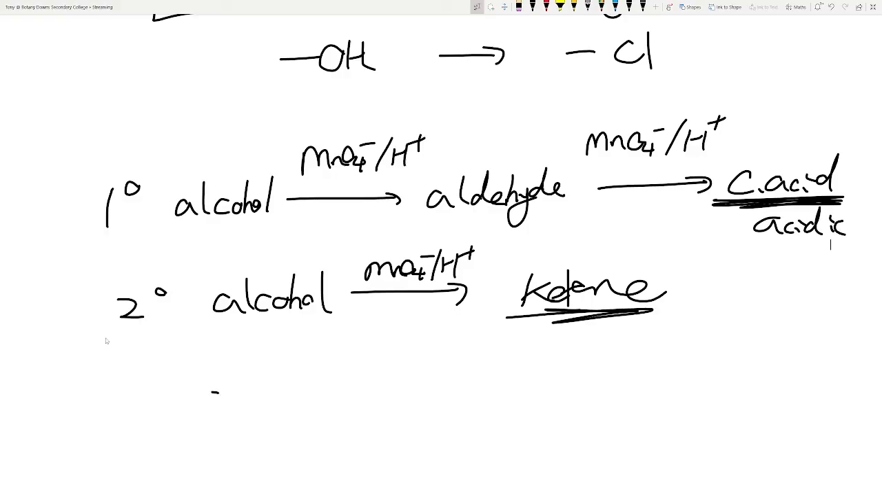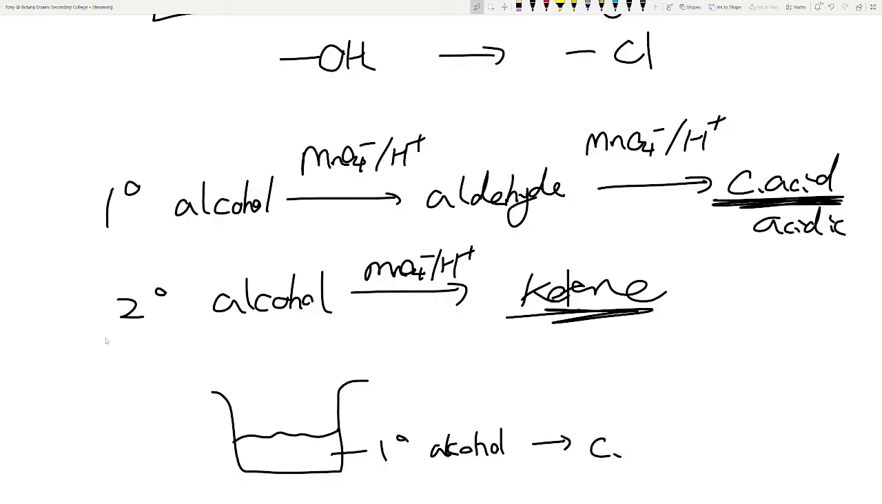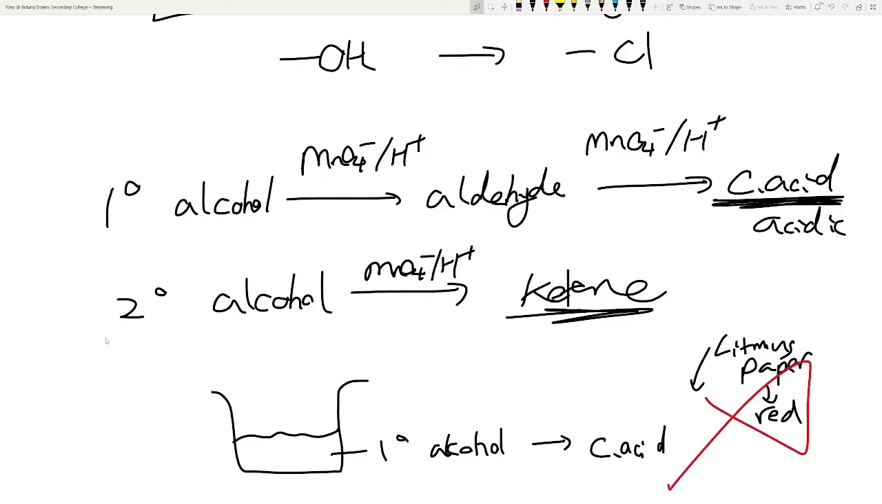So if I have this beaker, and let's just say initially this is my primary alcohol, and I'm going to react it with a test tube, doesn't matter what it is. If I have my primary alcohol, I'm going to react it all the way to carboxylic acid, and then I'm going to put some litmus paper in this beaker, and then it should go red. And then they think they've done everything right, but this is wrong. Why is that wrong?